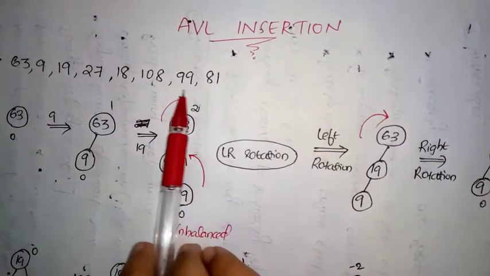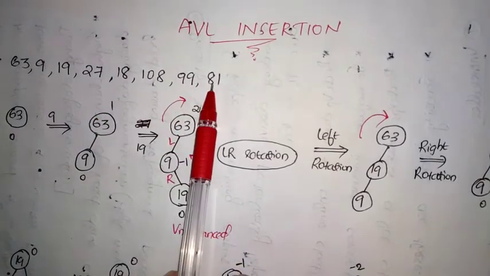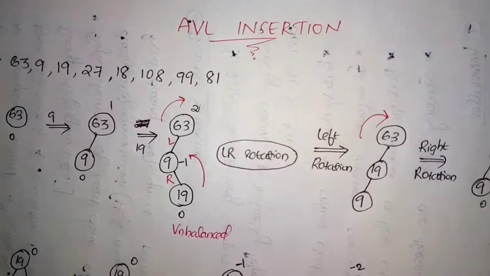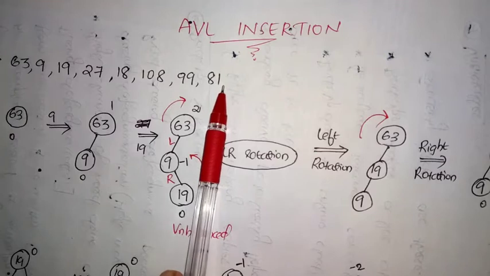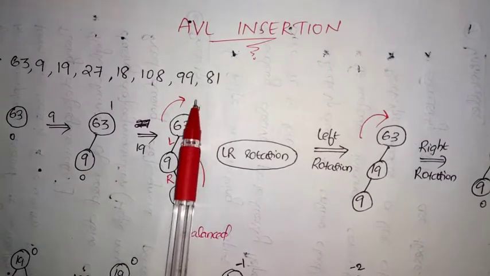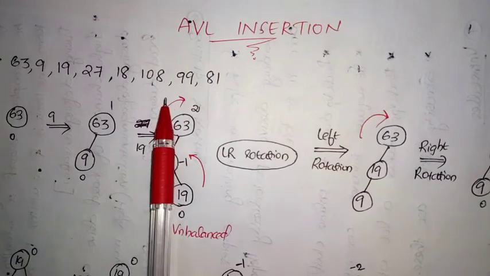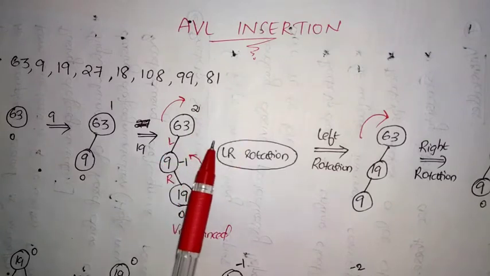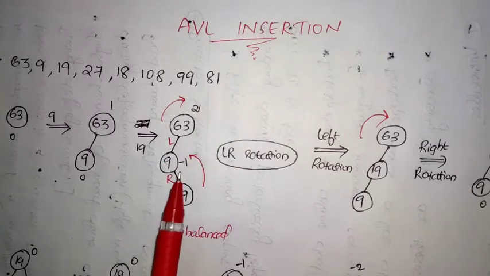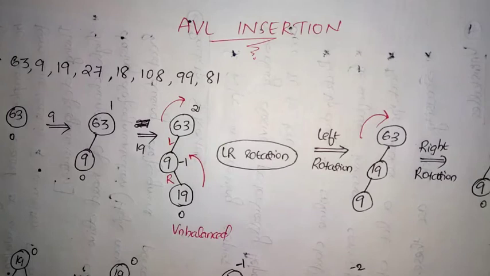Here I have taken some elements. Let's see how all these elements can be inserted into an AVL tree. We know that an AVL tree is a self-balancing tree. So after the insertion of each and every element, if the tree is unbalanced, then we have to perform AVL rotations in order to make the tree balanced. Only after that can we perform further insertion. That is the main idea that we have to keep in mind when dealing with AVL trees.